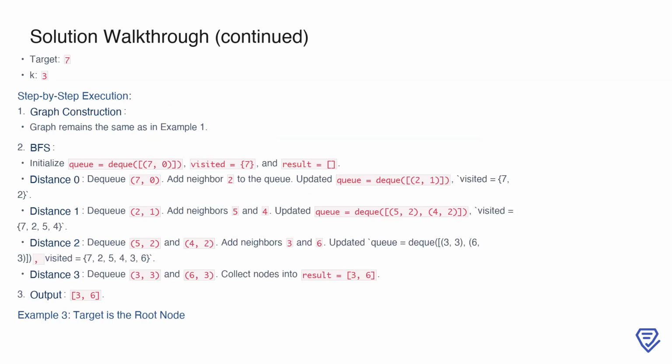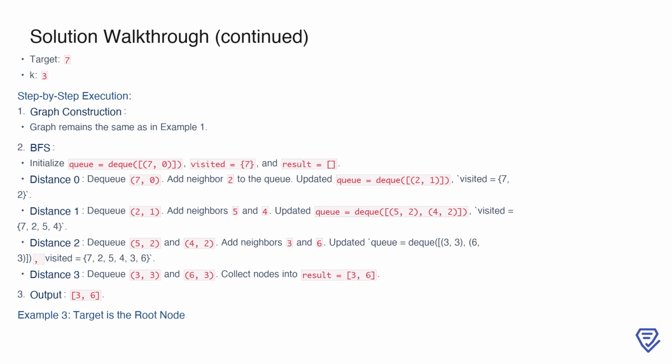In the second example, the target node is 7, which is a leaf node, and k is 3. The graph remains the same as in the previous example, so we proceed directly to BFS. We initialize the queue with the target node 7 and distance 0, (7, 0). The visited set starts as 7, and the result list is empty.